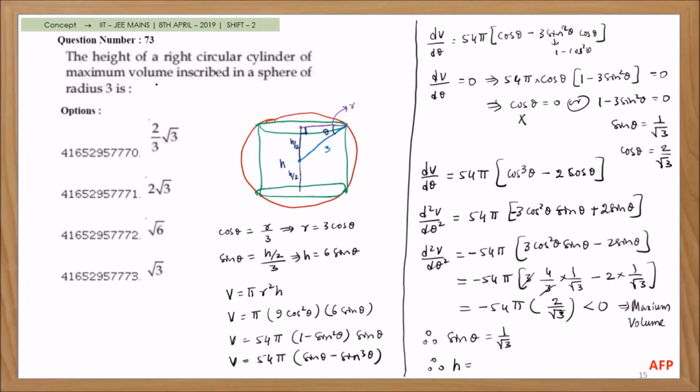So since we have to find the height of the right circular cylinder, 6 into, so what is sine theta value? 1 divided by root 3. So if you go for rationalization, so root 3 divided by root 3. So what you are getting? So 6 times root 3 divided by 3. So it is nothing but 2 root 3 is the answer. So here option 2 it follows.